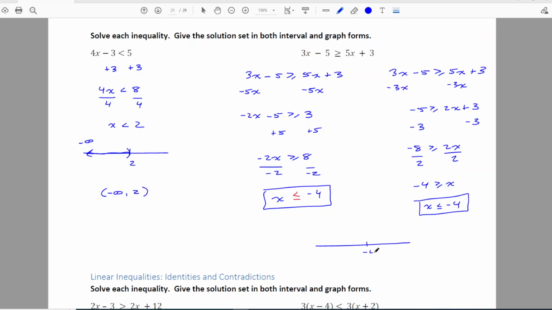So I'm going to put a negative 4. I'm going to show that less is to the left. I'm going to use a square bracket because it's equal to. Where is it going to? Negative infinity. So my interval notation would be negative infinity to negative 4 square bracket.